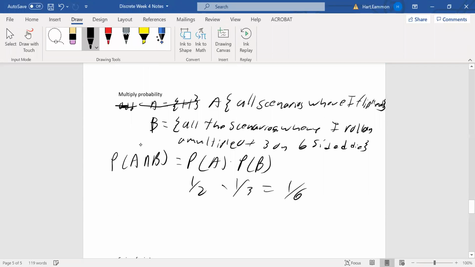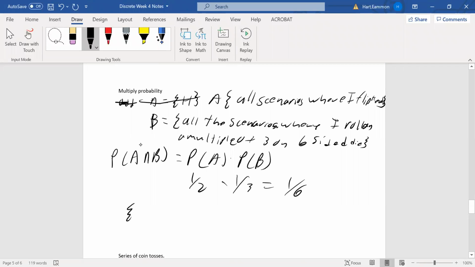And the space here would be 1H, 2H, 3H, 6H, 1 tails. So just all the pairs of heads and tails with 1 through 6.